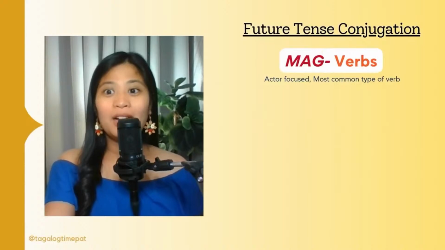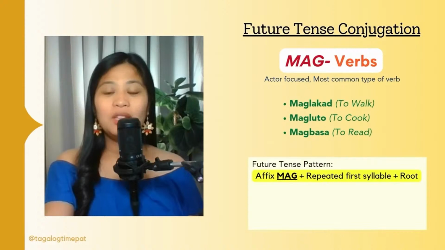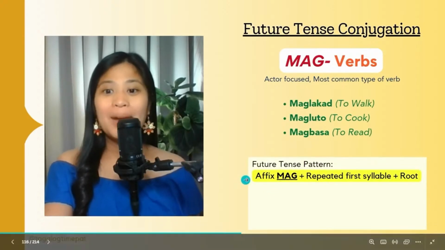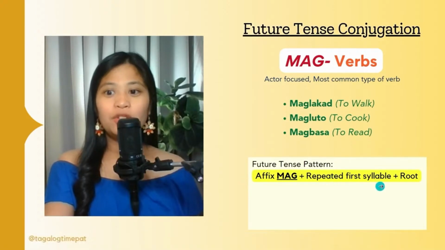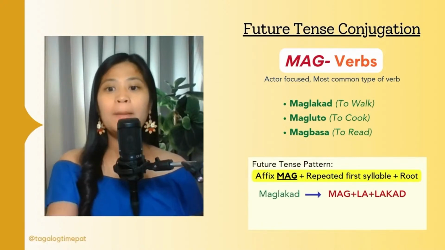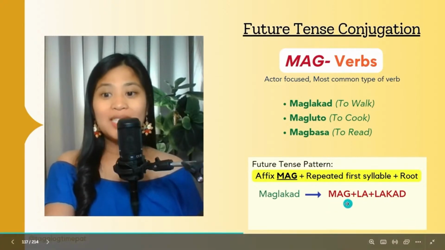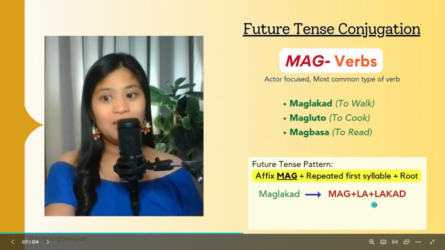Let's start with mag verbs. Again, our mag verbs are maglakad to walk, magluto to cook, magbasa to read. Now in the future tense, this is the pattern. Now it's the affix mag, then there's a repeated first syllable, and then the root. So in the future tense, if you wanted to say will walk, maglakad becomes maglalakad. So it's the affix mag, then there's a repeated first syllable, and then it's the root, lakad.